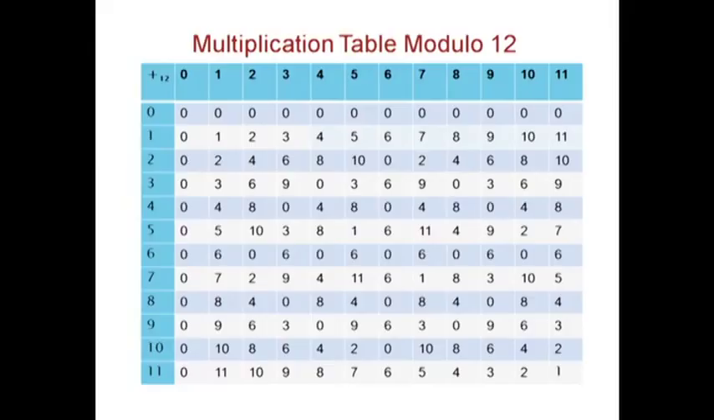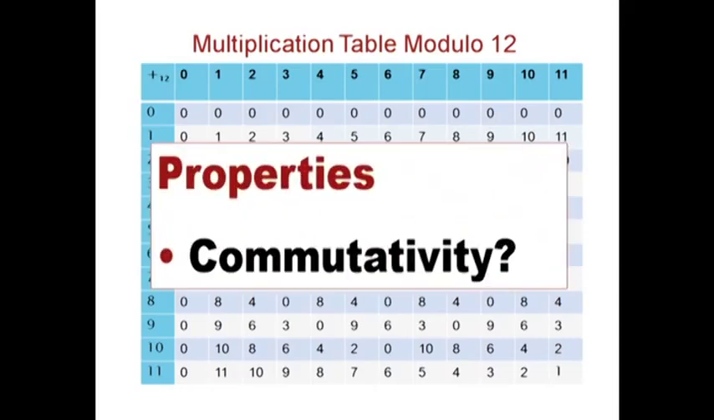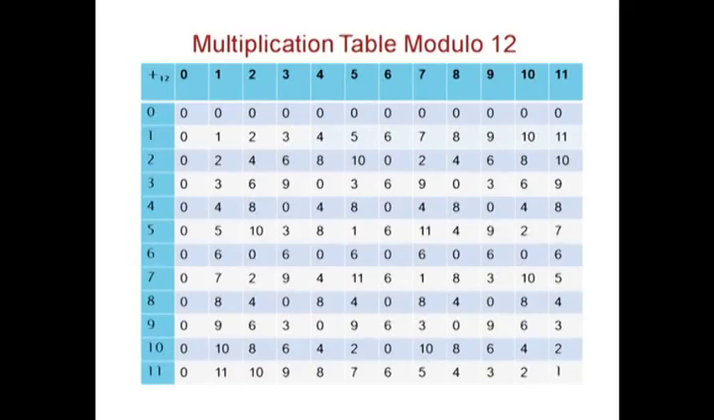This is the table for multiplication modulo 12. Let's check if the properties exist also. Is it commutative? How do we check for commutativity again? We take any 2 arbitrary elements, A and B. Is A times B equal to B times A?